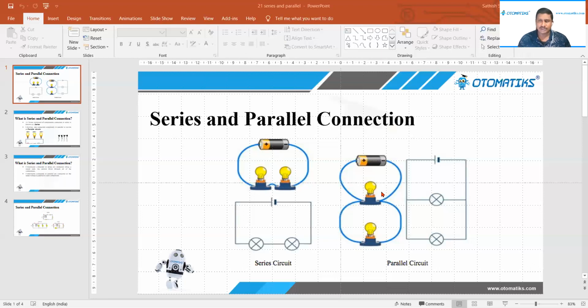A component with polarity, we cannot use in a serial connection. We need to understand this. So hope you are clear with this. I'm moving on to the next concept. I have told you the circuit symbol of the bulb is an O, and inside that O there will be a cross mark. So I'm moving to the next slide.